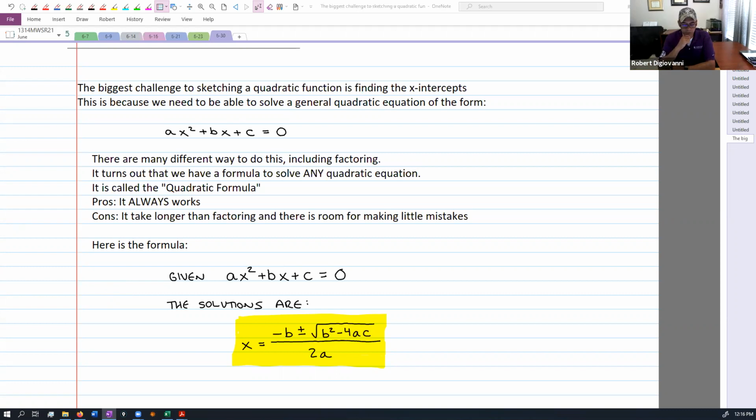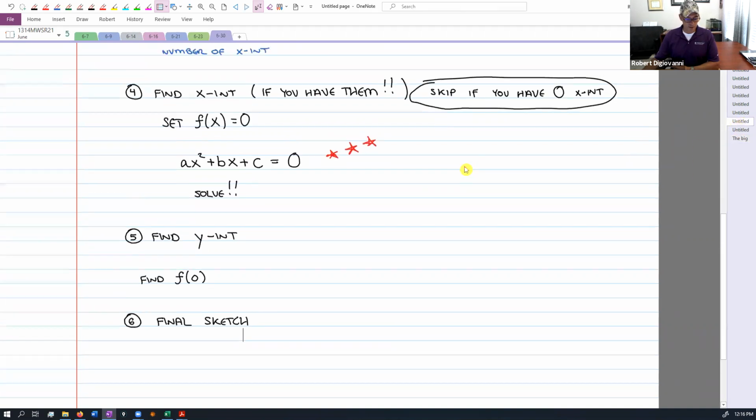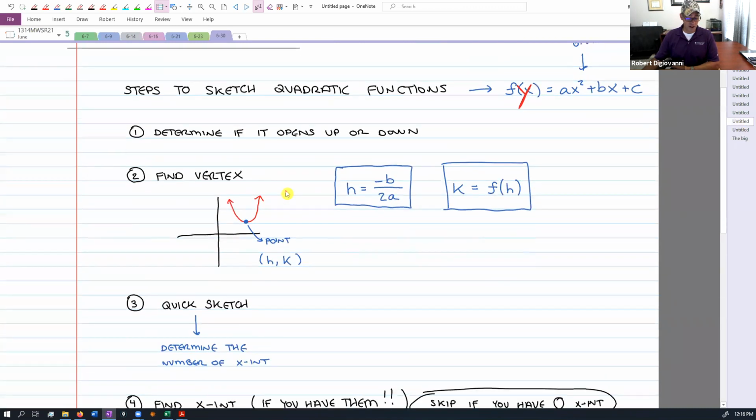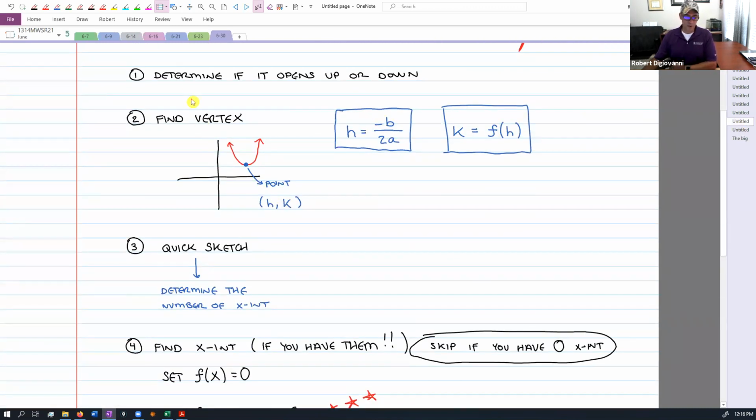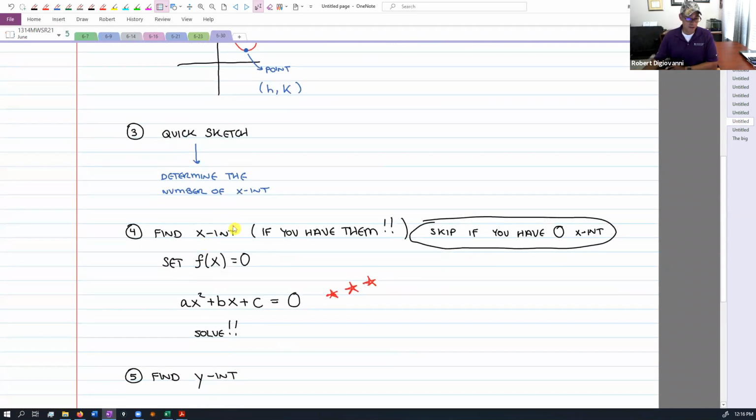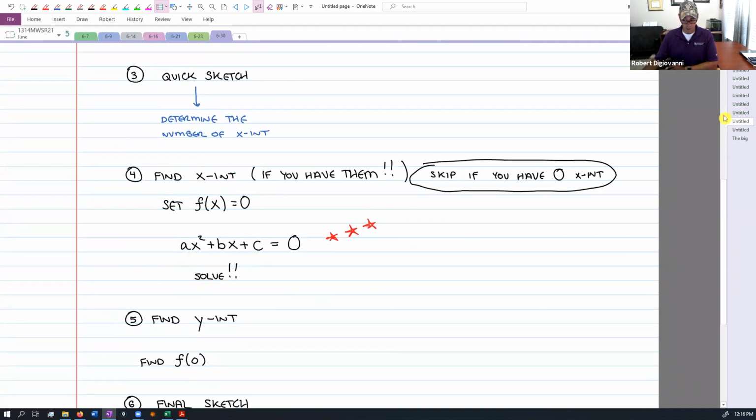All right, everyone. I'm going to go ahead and continue. I typed this up over our little break. When it comes to these 6 steps for sketching a quadratic, most of the time the first few steps are pretty straightforward. Students don't have issues with them. The problems come in when you have x-intercepts and have to solve this quadratic equation.